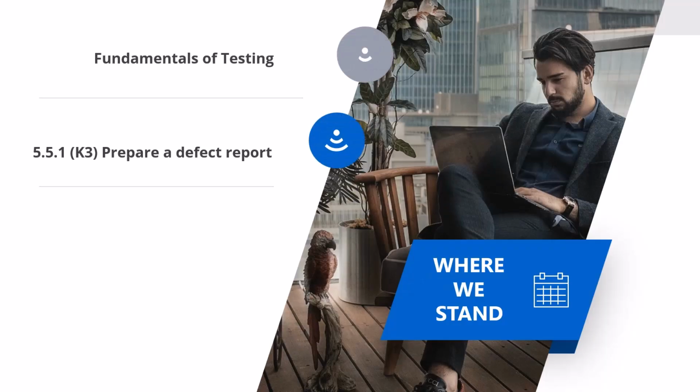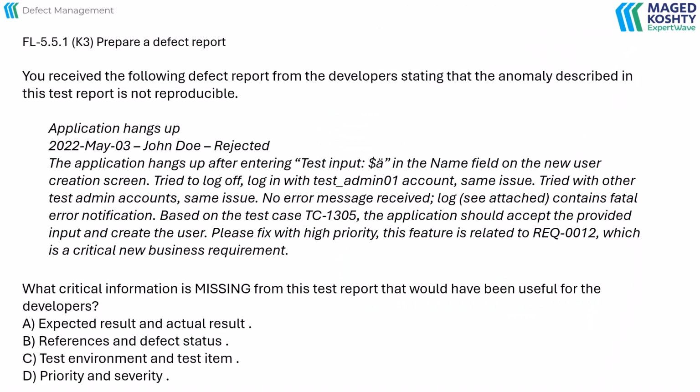Foundation Level Objective 5.5.1 K3: Prepare a defect report. You will surely get a question about defect reports in the exam. Just make sure you know the elements of a typical defect report. You usually need to know what's missing from the defect report.